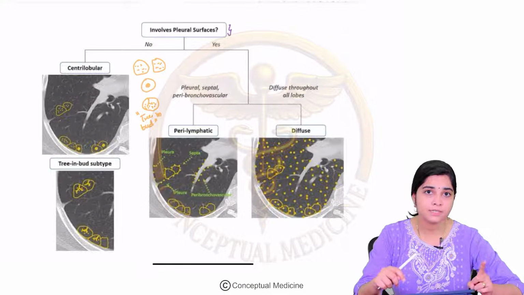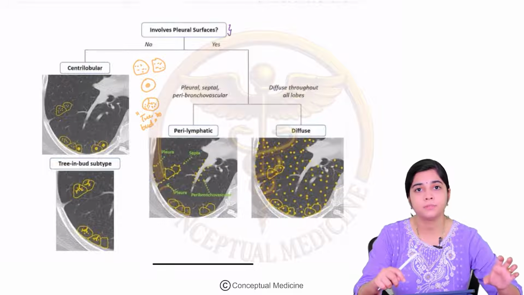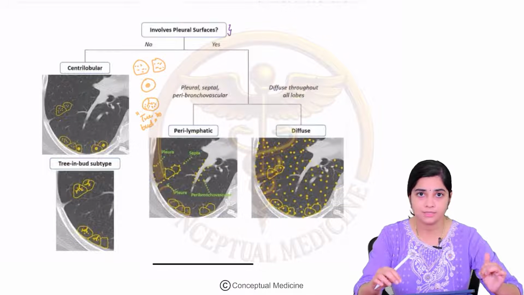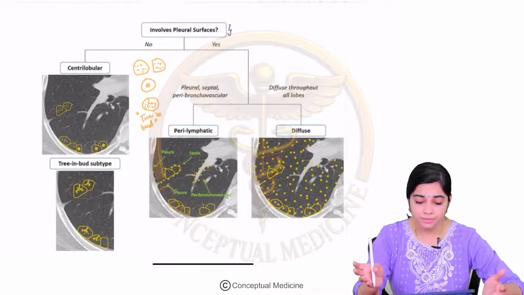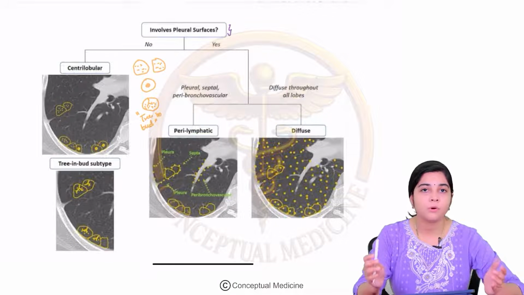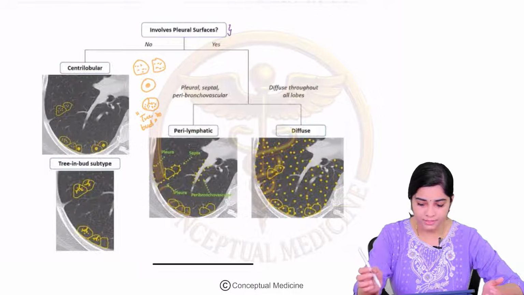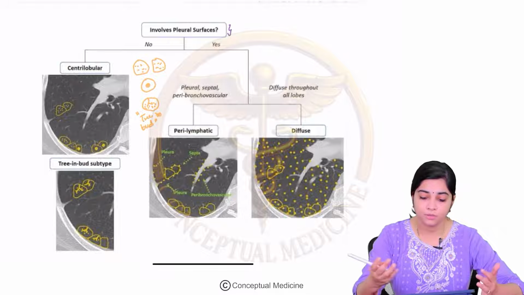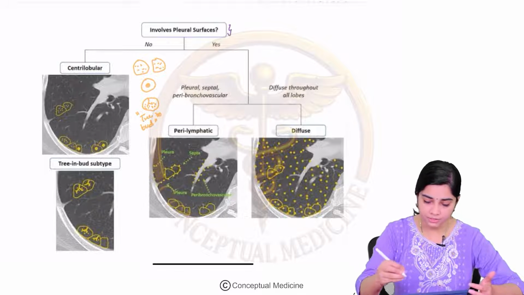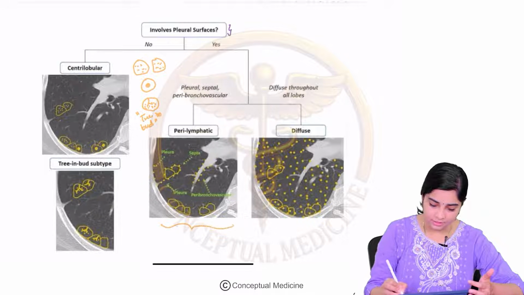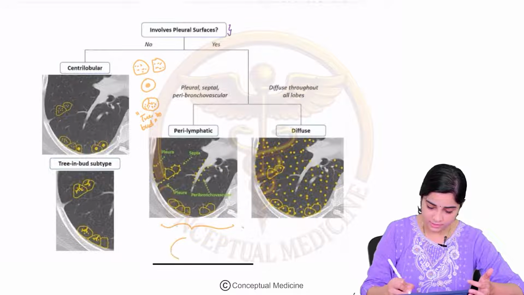Okay, so the first pattern, first you see whether the pleural surface is involved. If the pleural surface is not involved, you look for centrilobular arrangement of nodules. Okay, then if the pleural surface is involved, you see what is the type of arrangement of nodules there. Is it present diffusely throughout all the lobes, or is it following a particular pattern? Okay, so if you can see in this image, this is the cross section of the lung. So this is the pleural surface.